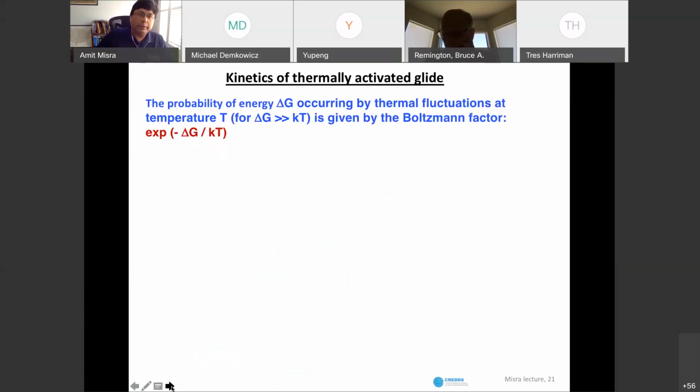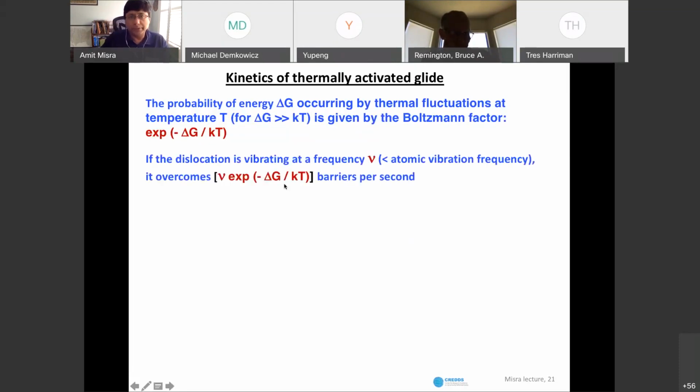So if that is enough to overcome the energy associated with the short range obstacle, then in principle, thermal fluctuation can overcome it. The question is, will it happen in the time scale of the deformation process? So this is where it becomes rate dependent. Just because there is enough energy does not mean there is enough time. So for that, we have to think about it as the probability of that energy delta G occurring by thermal fluctuation at temperature T is given by the Boltzmann factor, exponential minus delta G over kT.